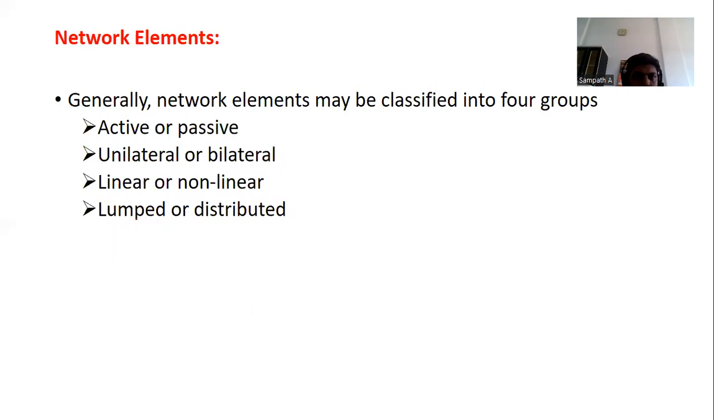Some of the network elements are: active and passive elements, unilateral, bilateral, linear, non-linear, and lumped and distributed elements. These are all about voltage, current, power, energy, and circuits, and what elements are used for networks and the types of network elements.